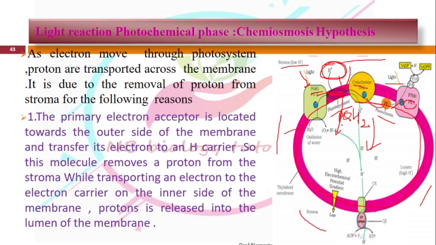That is known as osmosis. The movement of the proton from the stroma towards the lumen of the thylakoid is across the semi-permeable membrane. With this movement, as the proton accumulates, the concentration of the proton in the lumen region increases.